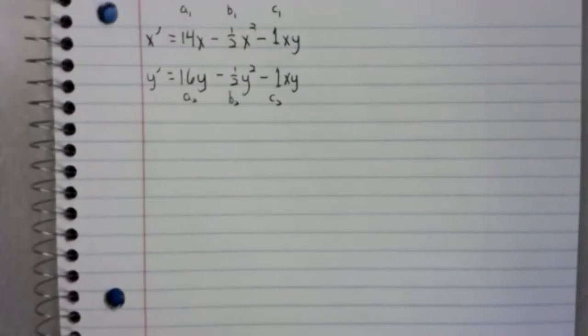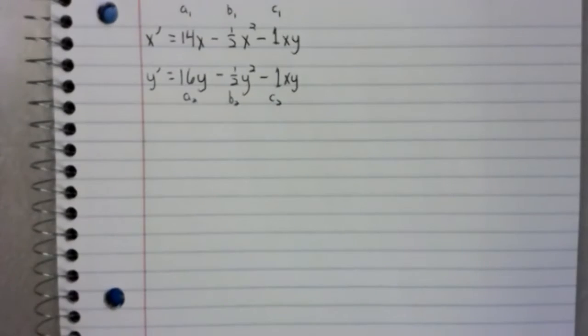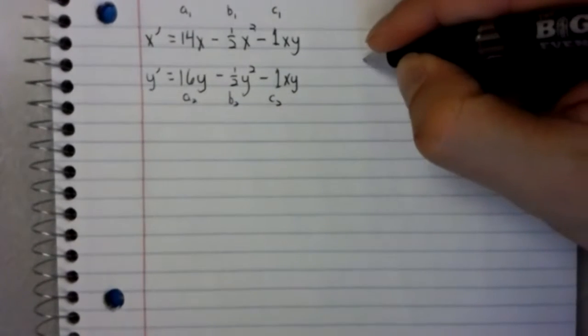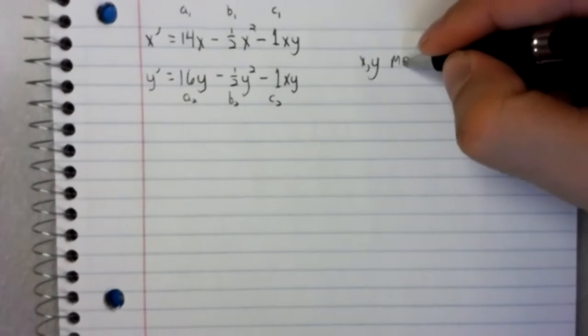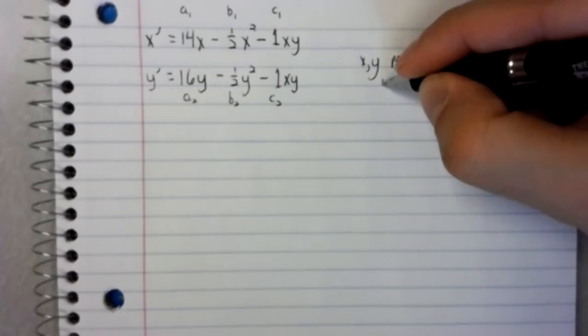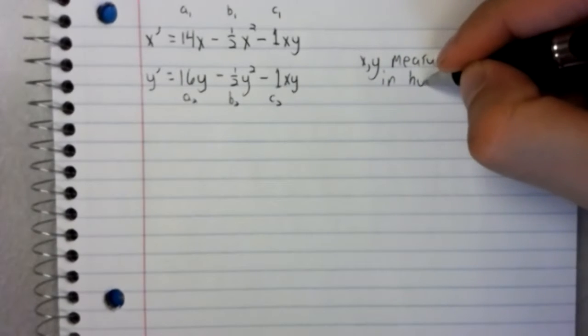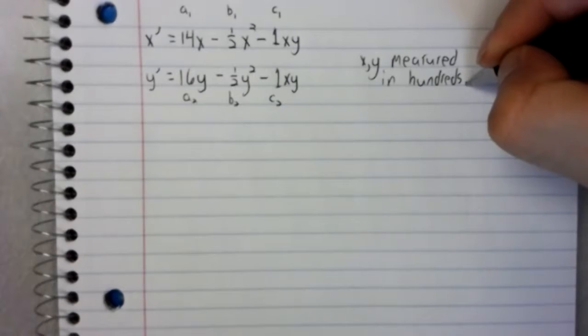In this video, we'll look at a concrete example of the competition model. We'll look at this system. X and Y are animal populations measured in hundreds.